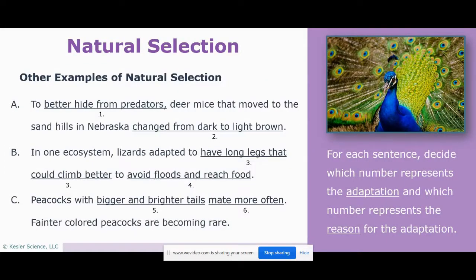Other examples or reasons for natural selection to occur include helping them better hide from predators. For example, deer mice in Nebraska change from dark to light brown because the color of the sand changed. In one ecosystem, lizards adapted to have long legs that could better climb to avoid floods and reach food. Peacocks with bigger and brighter tails were more attractive to female mates and therefore mated more often. Pause the video here and decide which number in each sentence represents the adaptation and fill it in on your student version.